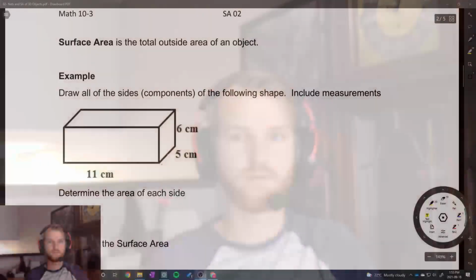So that's what we mean when we say a net. If it ever asks you to draw a net, it's basically telling you to take this 3D shape and unfold it into a flat surface. All right, so when we talk about the surface area, right, we're talking about that outside area. So let's now take this example of a box and talk about what are all the shapes around the outside. So let me just flip over here.